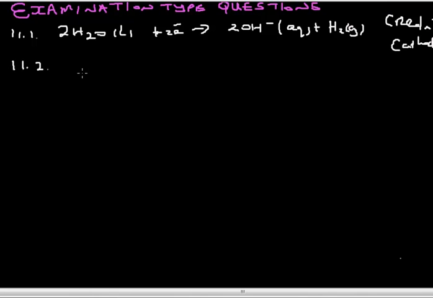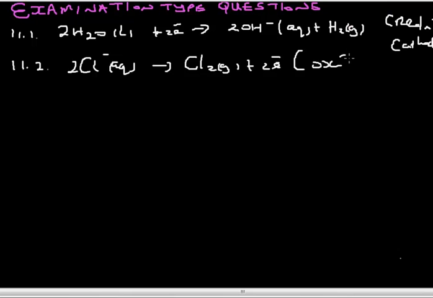We are going to form an oxidation reaction. So we have our chloride ions in aqueous form. They are going to lose 2 electrons, and we are going to form chlorine gas. So this in itself is an oxidation reaction, right? And it occurs at the anode, right?